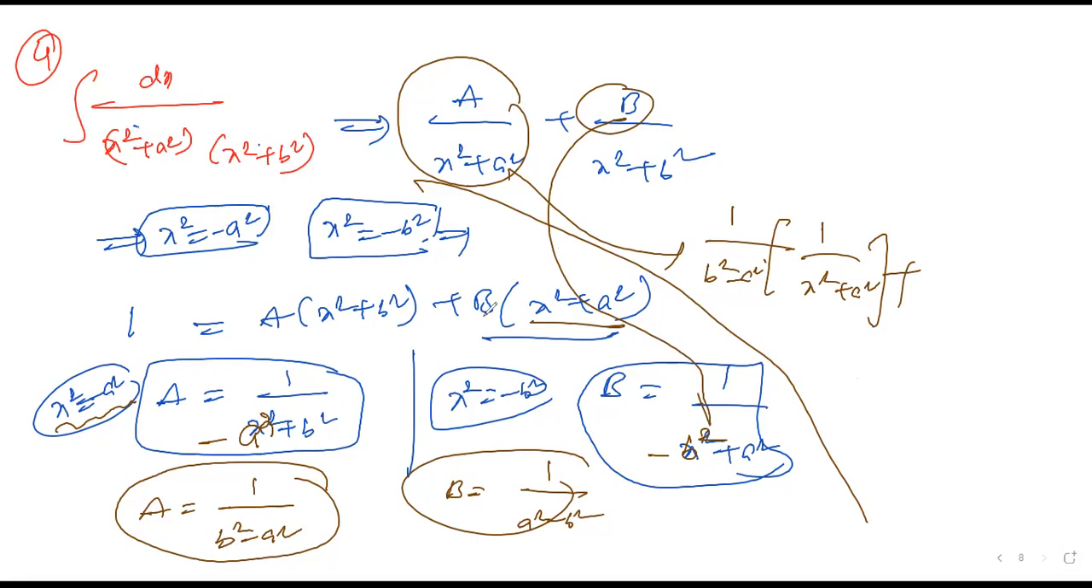Try to understand what is the value of a? b square minus a square. What is the value of this one? a square minus b square. So let us try to.